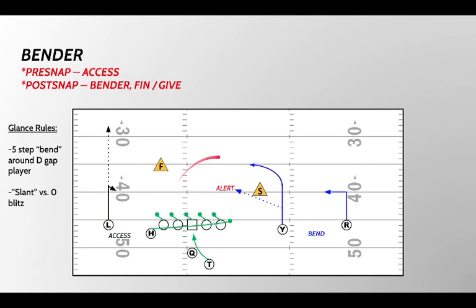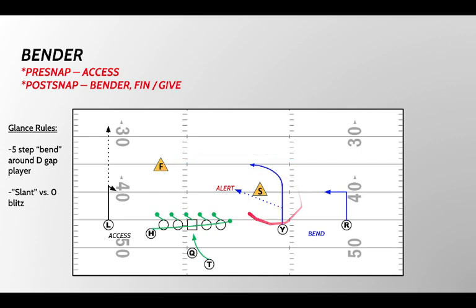So now taking a look at bender, all right, and again, bender's the same exact concept as our glance. We just call it something a little bit different, just so we know it's to the 2 receiver side, and we've taken out the go concept for the time being. Again, we're going to dabble in some inside fade stuff in the future, but I haven't done that yet. So for all intents and purposes, going to talk about running the slant versus blitz, or the 5-step bender if we need to.